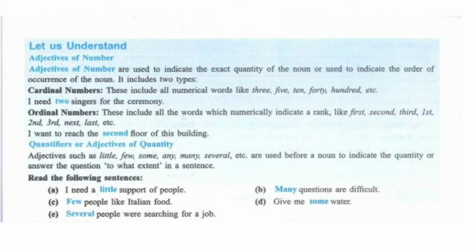Now, quantifiers or adjectives of quantity. Adjectives such as little, few, some, any, many, several. So these indicate the quantity of the noun. These are used before a noun to indicate the quantity or answer the question 'to what extent' in a sentence. Now if you read the following sentence, I need a little support of people.